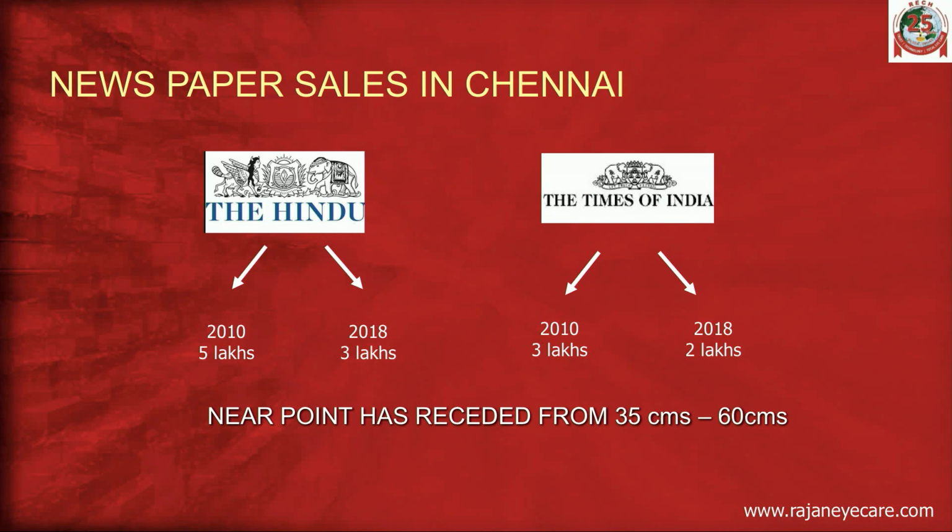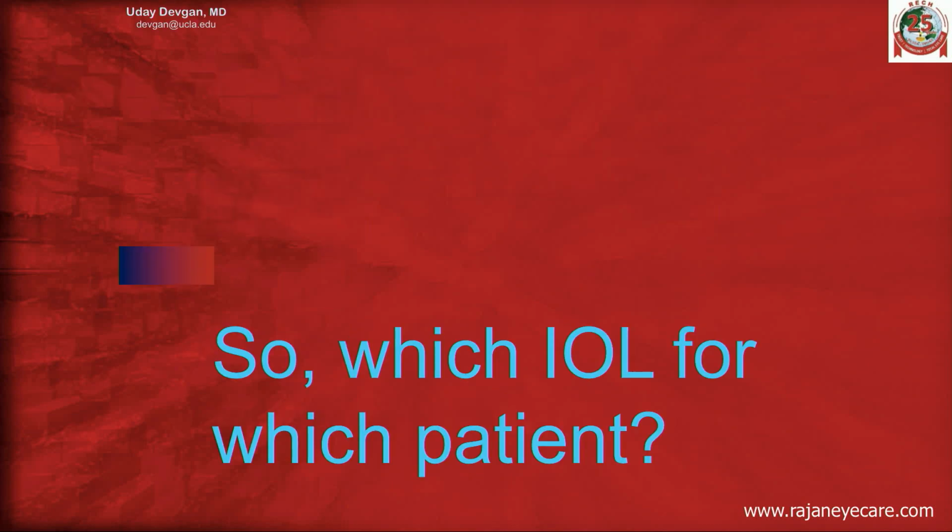You can see the newspaper sales in Chennai have come down. The Hindu, 2010, 5 lakhs; 2018, it should have gone up because the population has gone up, but it is 3 lakhs. Times of India, 2010, 3 lakhs. What is the reason for that? One reason is COVID. Another reason is that people are now not buying newspapers because they're all reading them on the iPad and tablet. So there's a shift in the near point from 35 centimeters to 60 centimeters, and this is again very important. So the main thing is which IOL for which patient.